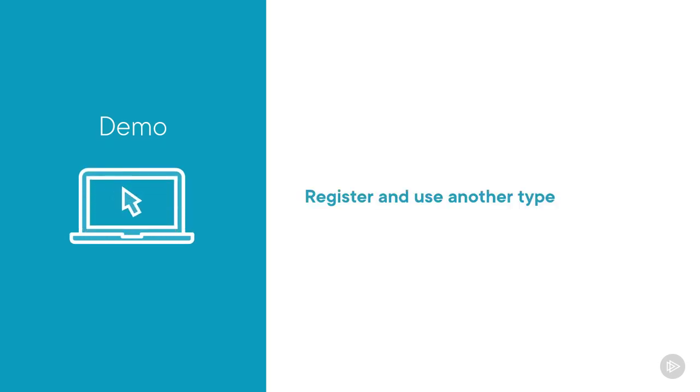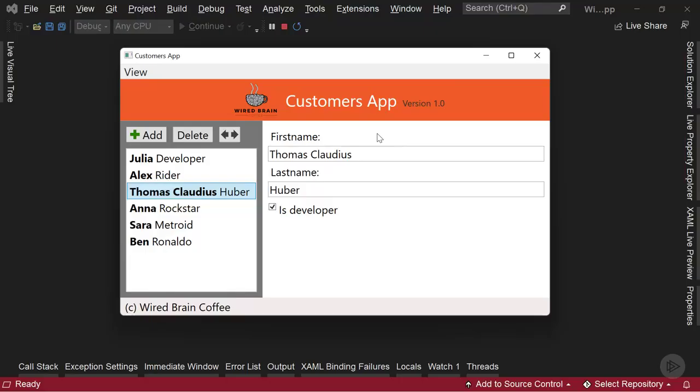In this demonstration, you will learn how to register and use another type with dependency injection. Let's switch to Visual Studio. Here I've started the customer's application.